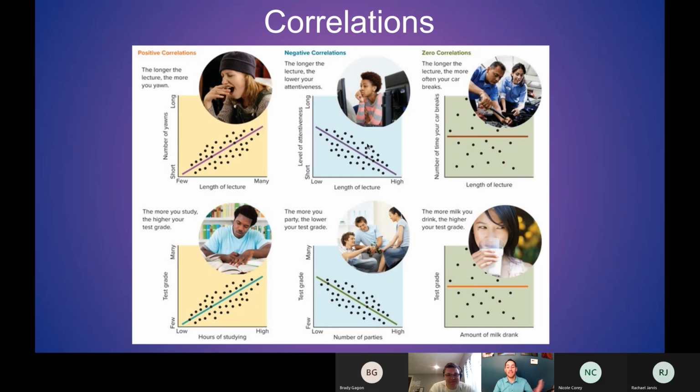So that would be an example, though, of a negative correlation. So as one variable is high, the other variable is low.